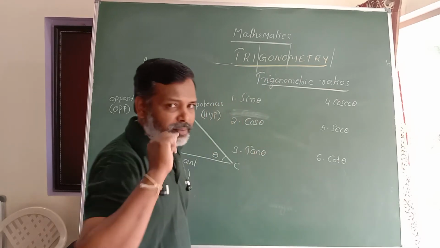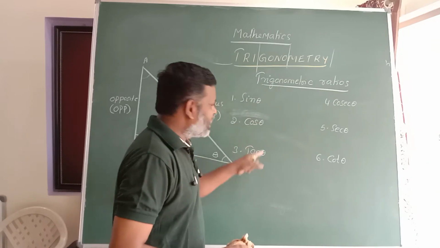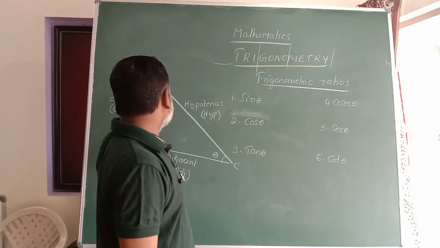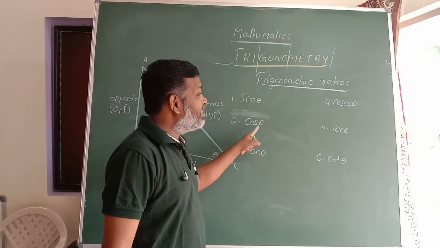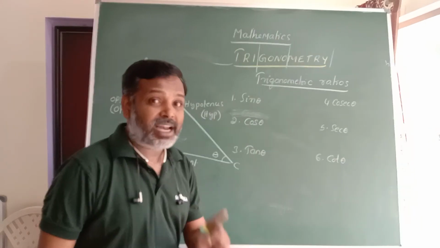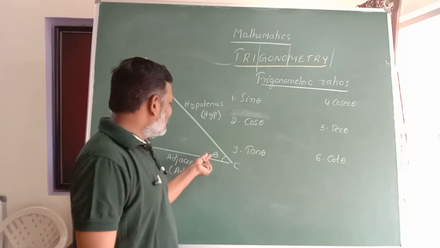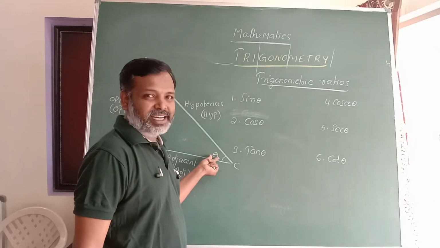Children, note carefully, it is not necessary to always take theta. You can take it as c, you can take it as a, you can take it as alpha, beta, gamma, x, y, z, whatever it may be. So in general theta represents an angle, that's it.